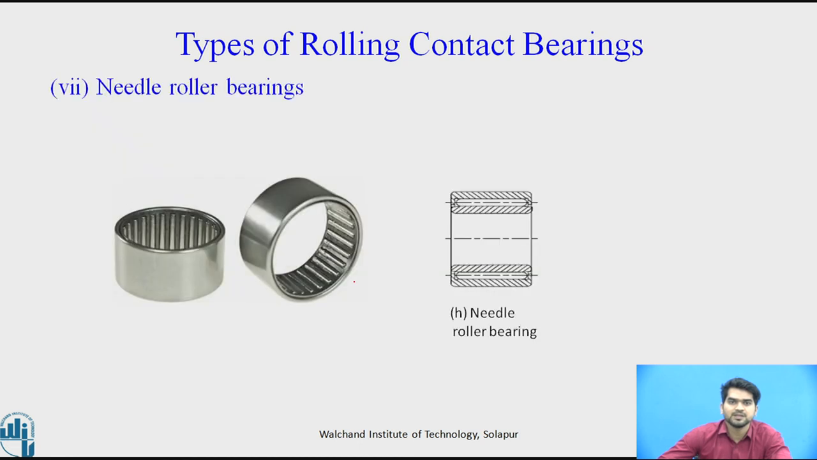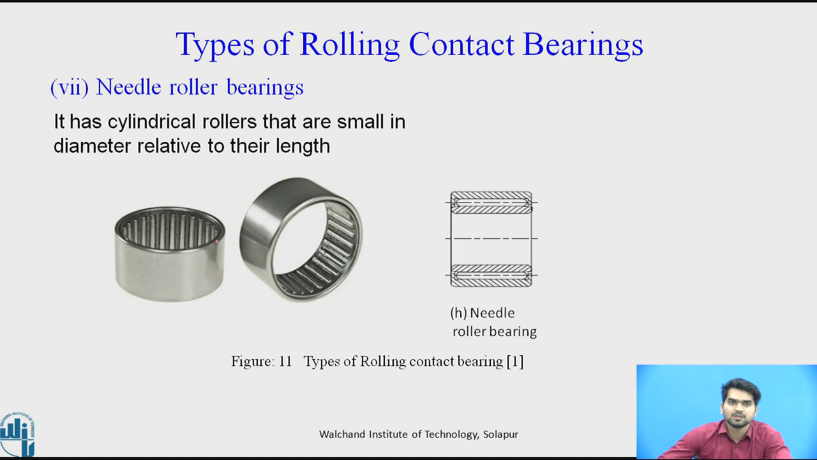Then the next one is the needle roller bearing. It has cylindrical rollers that are small in diameter relative to their length. As compared to the cylindrical bearing we already saw in the second slide, the diameter is relatively less as compared to the length. When there is a low load and only radial load is acting, we can prefer the needle roller bearing.